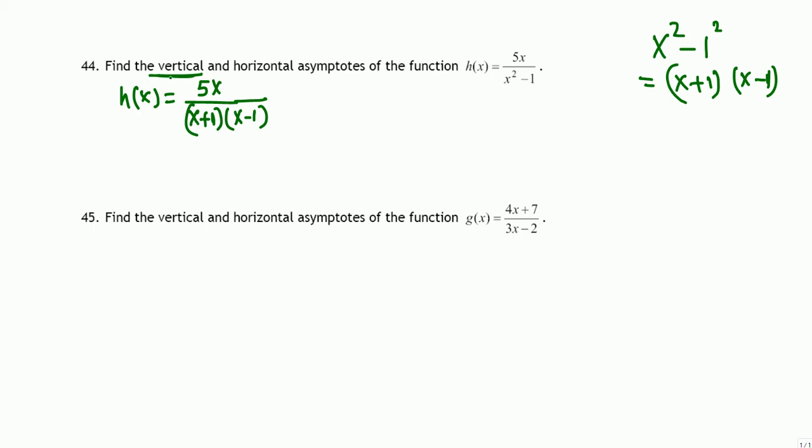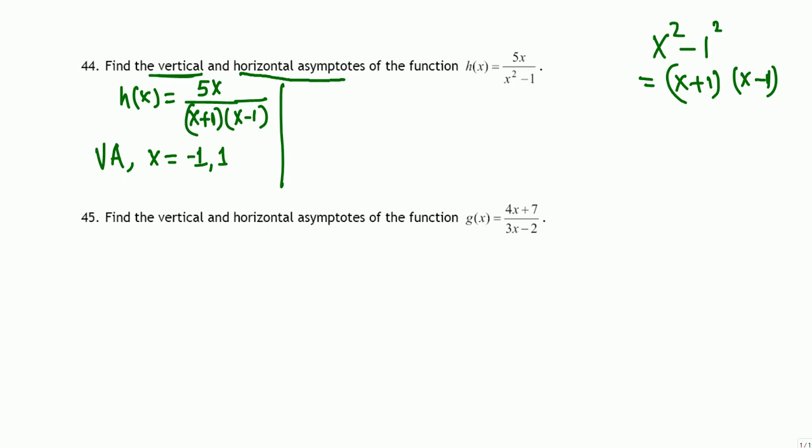Okay, and to find the vertical asymptotes, we simplify. This is already simplified, and we find the x values that make the bottom 0. So VA, vertical asymptotes, x equals those values that make the bottom 0. x equals negative 1 makes this 0, and 1 makes this 0. So x equals negative 1 and x equals 1 are vertical asymptotes. There are two vertical asymptotes.